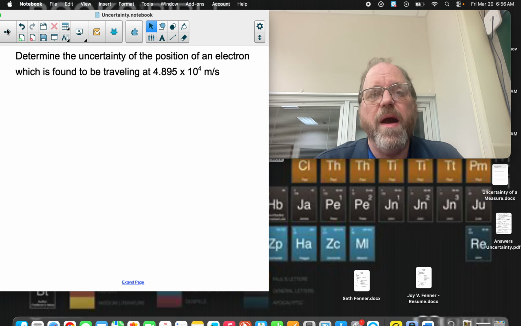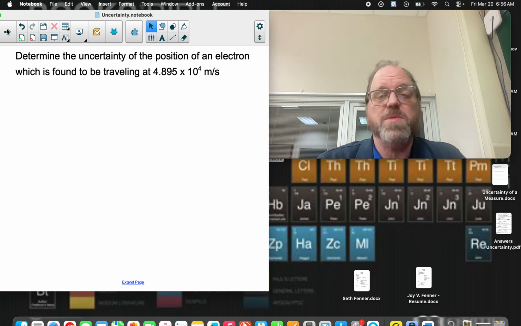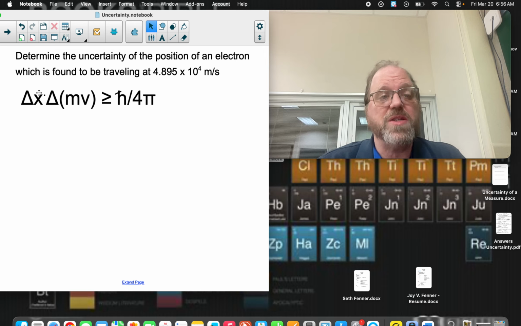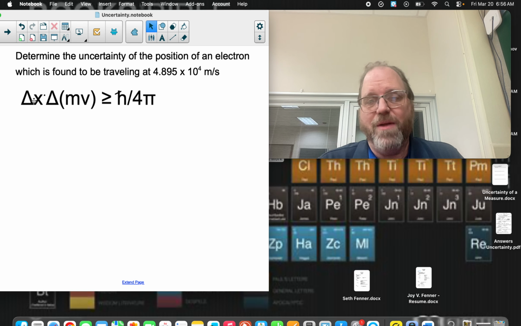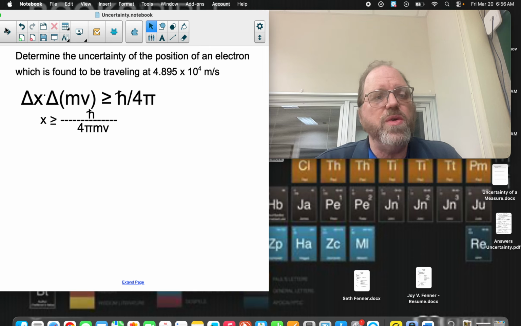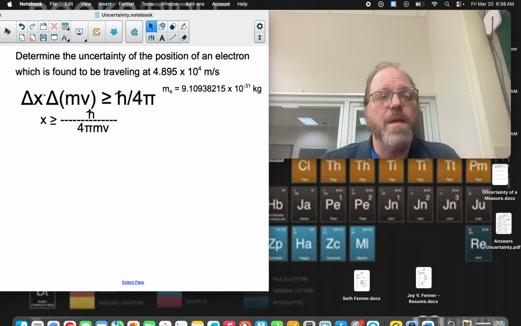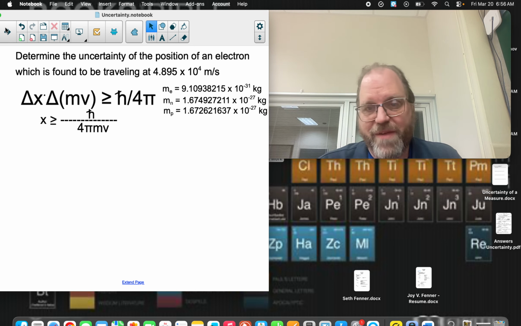Determine the uncertainty of the position of an electron which is found to be traveling at 4.895 times 10 to the 4th meters per second. So our equation here for Heisenberg, and we're asking for the position, so we're asking to find x. We're not going to worry about delta, all that means is relative change in. So x is greater than or equal to Planck's constant over 4 pi mv. And remember, we need to know the mass of an electron, which is 9.10938215 times 10 to the minus 31 kilograms.